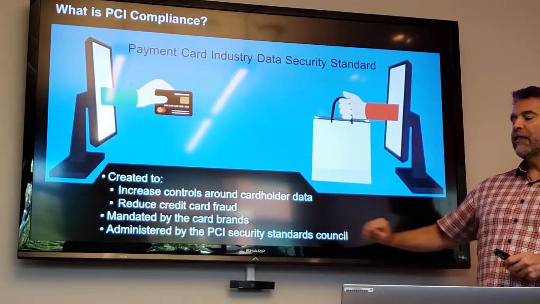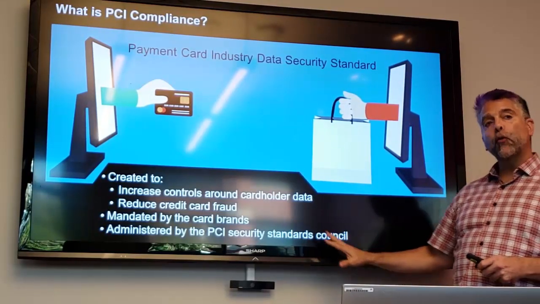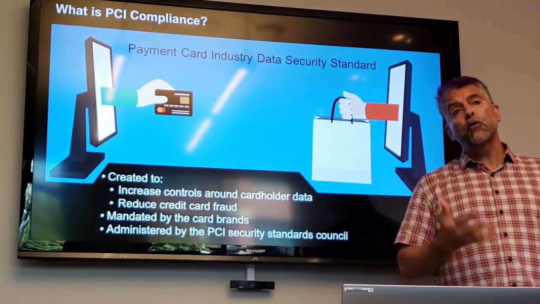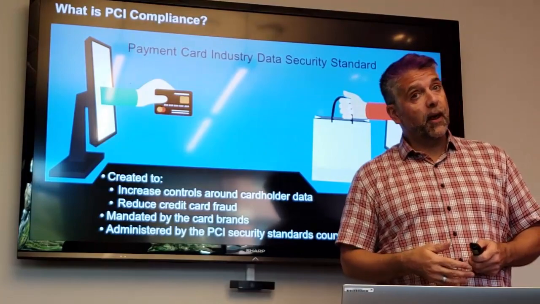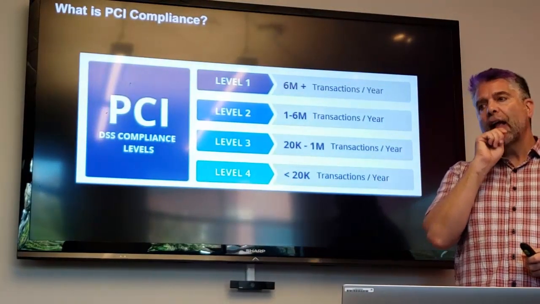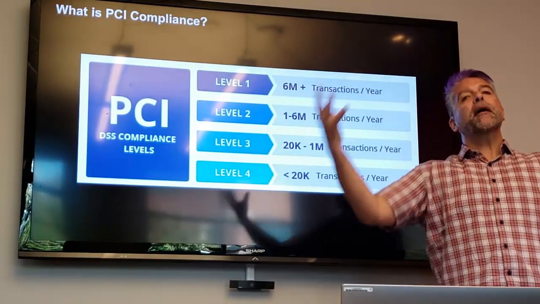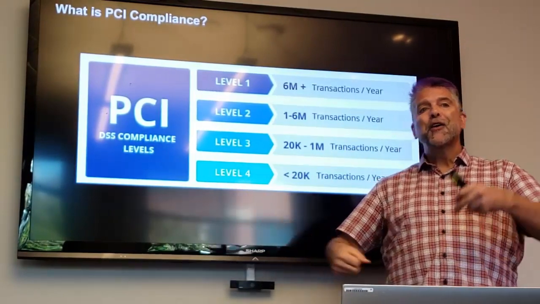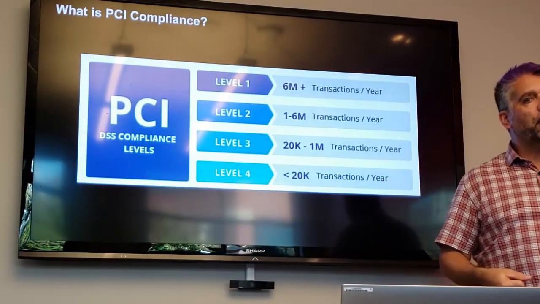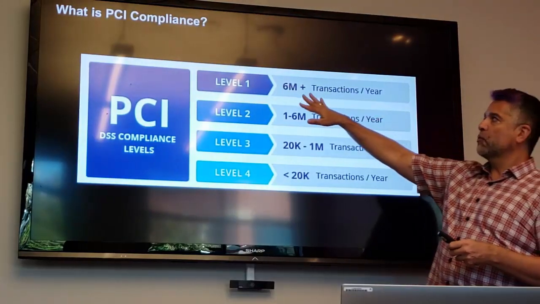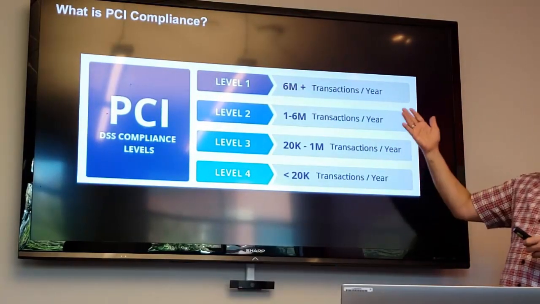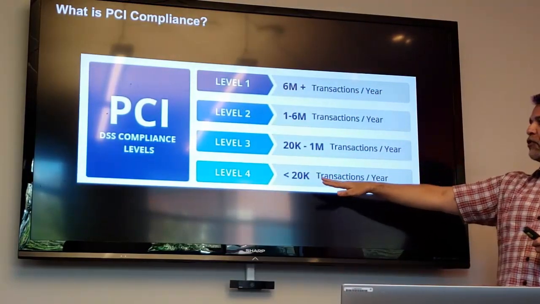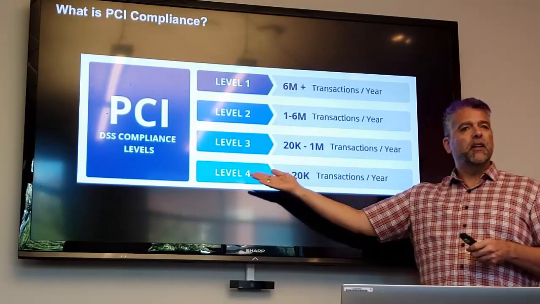There is a PCI Security Standards Council that performs auditing. The amount of auditing an organization goes through to determine their PCI compliance depends upon how much activity they have, how many transactions they have on their web application. Are they an Amazon or are they mom and pop, you know, giftshop.com? When they've got 6 million plus transactions a year, they're at level one. They're getting audited regularly. And it goes all the way down to less than 20,000 transactions a year. They've become a level four.